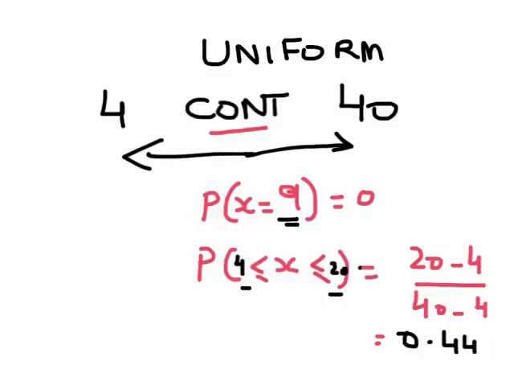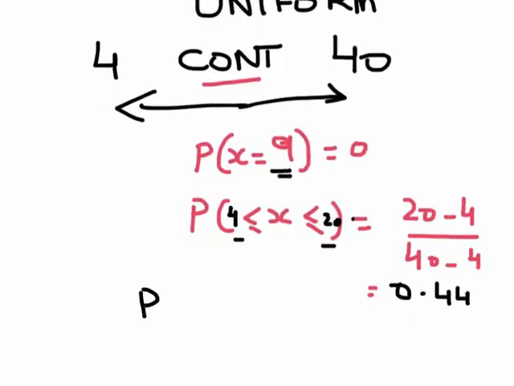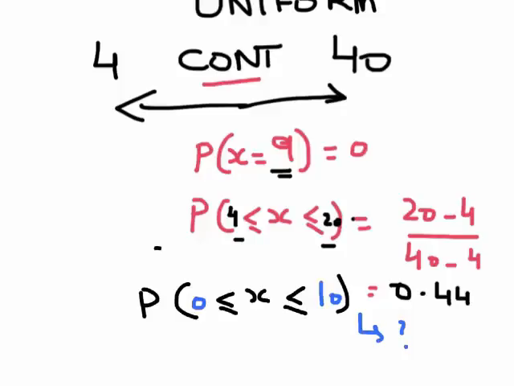Take care. My next question is, for the same uniform continuous distribution that ranges from 4 to 40, what is the likelihood that the number is within the range, the probability that x is greater than or equal to, less than or equal to, let's say, 0 to 10? A number can be within the range from 4 to 40 and it is uniformly distributed. What are the chances that this number will be within the range 0 to 10?